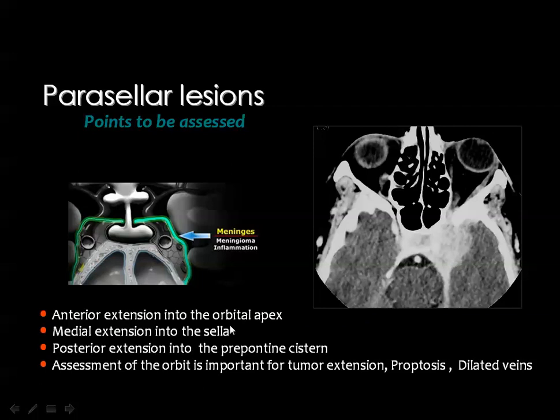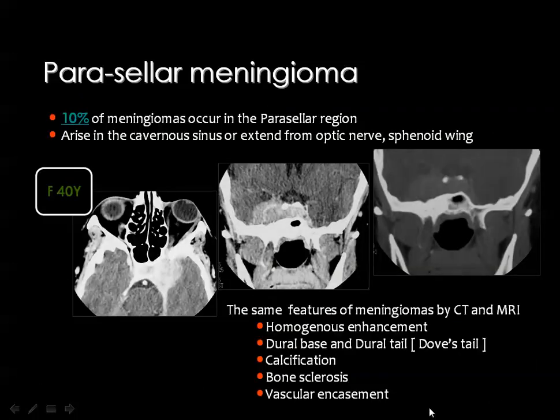You should look for anterior extension into the orbital apex, medial extension inside the sella, posterior extension into the prepontine cistern, and you should assess the orbits for tumor extension, proptosis, and dilated veins. And this is very important in the diagnosis of carotid cavernous fistula.